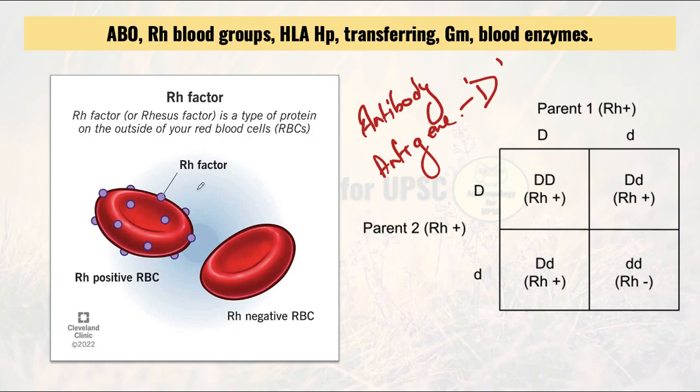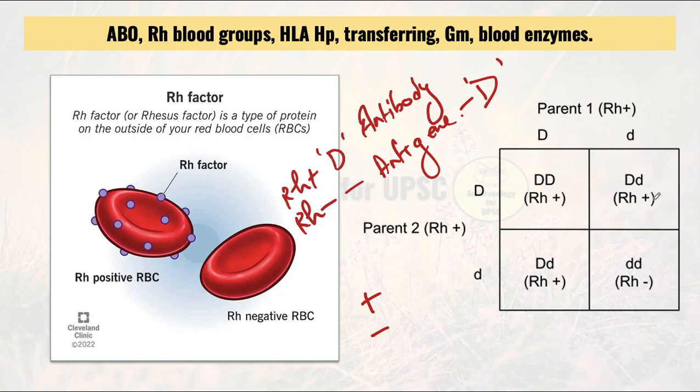Now, in this RH blood group, whosoever's blood or RBC has this D antigen will be categorized as positive, and wherever this D is not present, that will be categorized as negative. So in the RH blood group, mostly you have RH positive or RH negative. Who is RH positive? Whenever there is a capital D. Who is RH negative? Whenever there is absence of capital D.